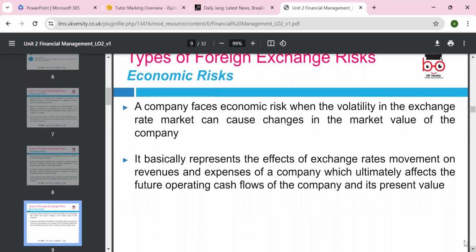It basically represents the effect of the exchange rate on the movement of the company's revenue, which will ultimately affect future operating cash flows and the company's present value. That is what we need to look at.